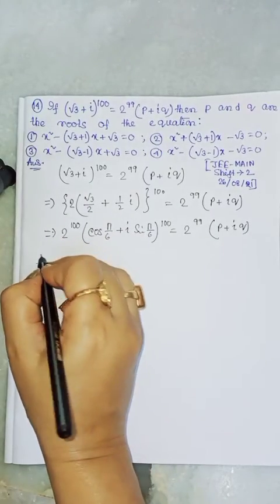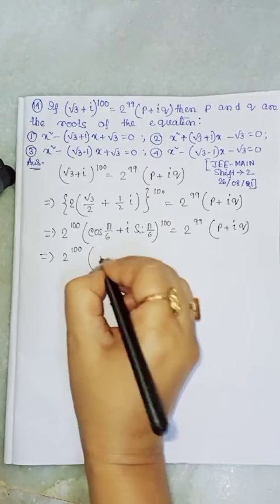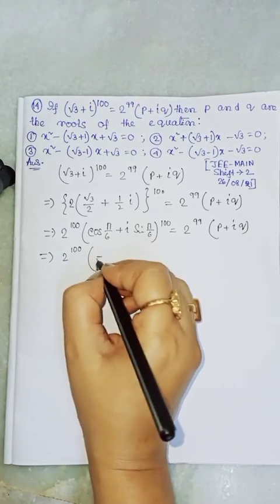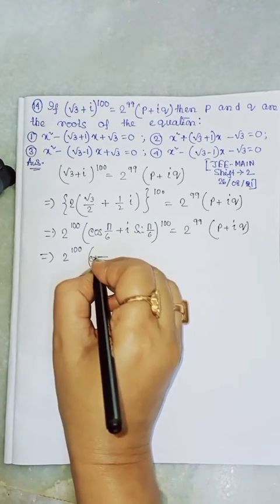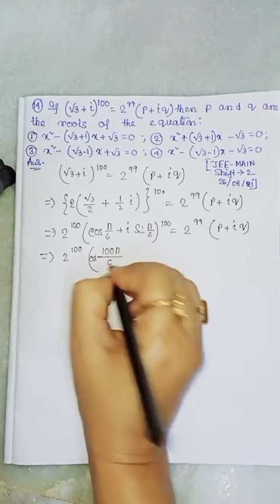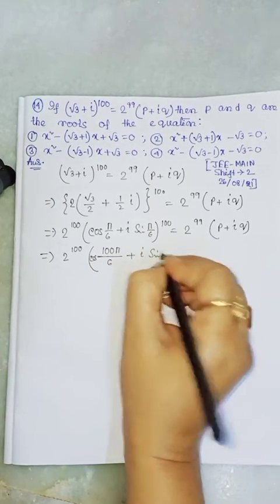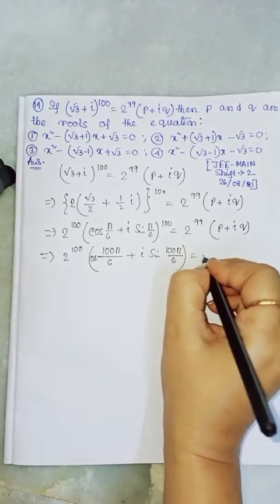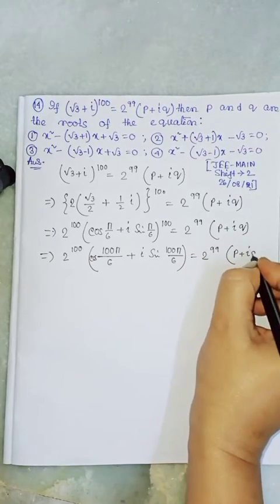So now 2 to the power 100 into this one, after simplification, we get cos 100 pi by 6 plus iota sine 100 pi by 6, that is equal to 2 to the power 99 p plus iota q.